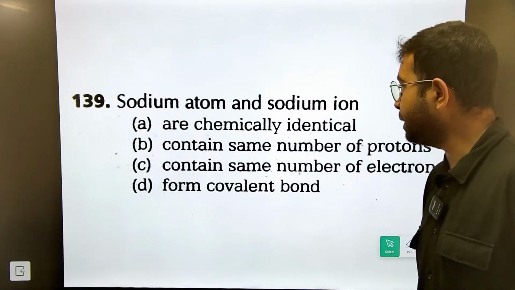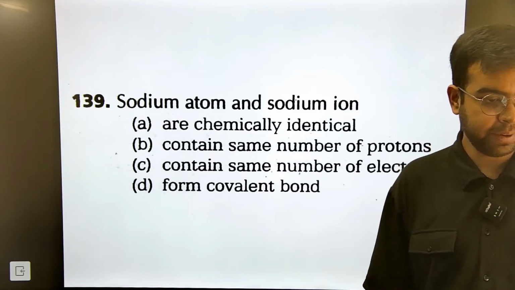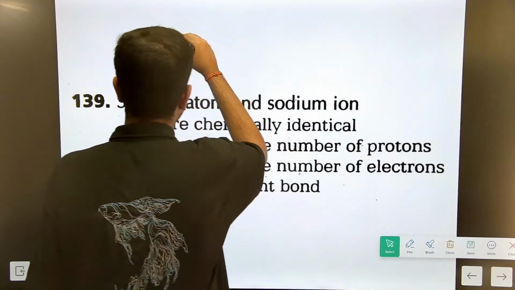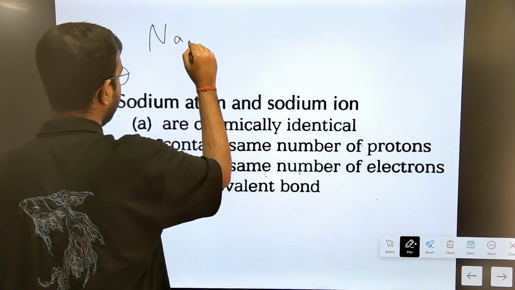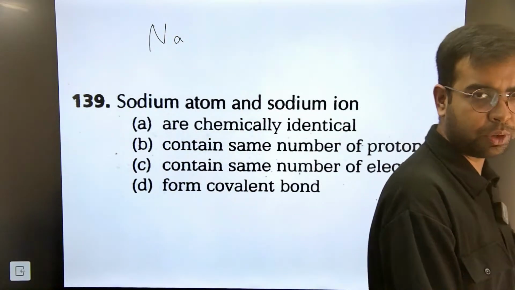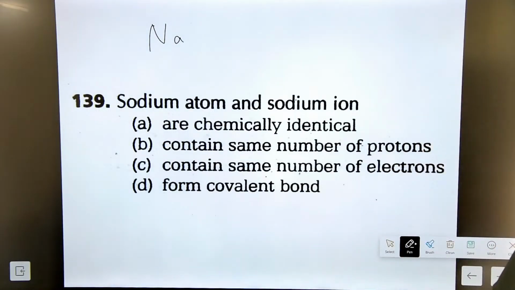Now, what is the similarity between sodium atom and sodium ion? ठीक है, what is the similarity between sodium atom and sodium ion? This is sodium atom, Na, ठीक है. It has the same number of electrons and protons, क्योंकि कोई निकला नहीं है, कोई अंदर घुसा नहीं है, and it has certain number of neutrons also.